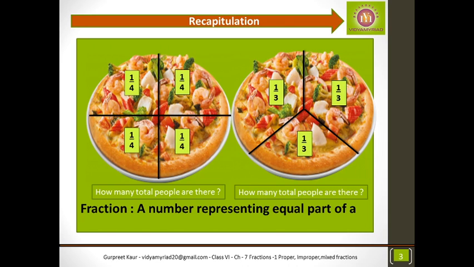So dear children, this 1 by 4 or 1 by 3, these are known as fractions. Equal parts of a whole is called a fraction. All the parts should be divided equally.